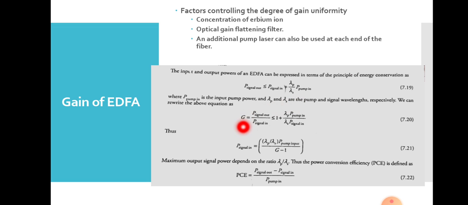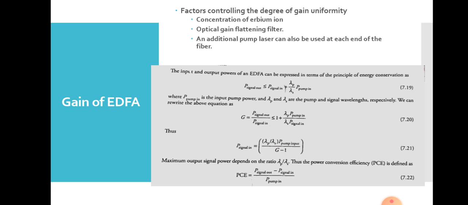So we can rewrite the equation as gain equal to P signal out divided by P signal in. That means we are dividing by P signal in so that we will get gain. Gain equals P signal out by P signal in, which is less than or equal to 1 plus lambda P by lambda S times P pump in divided by P signal in. By rearranging the equation, we get P signal in equal to lambda P by lambda S into P pump in divided by G minus 1, where G is the gain. And the maximum output signal power depends upon the ratio lambda P by lambda S.